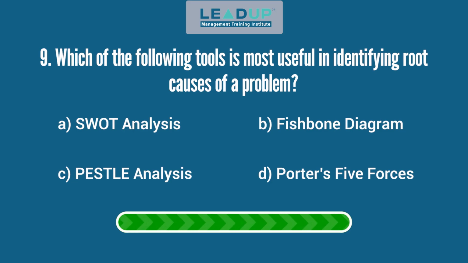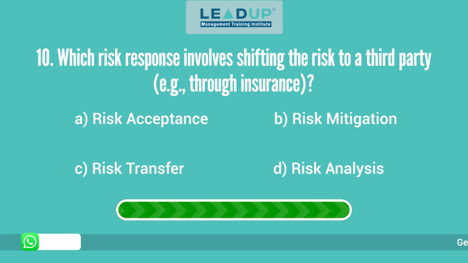Question 9. Which of the following tools is most useful in identifying root causes of a problem? A. SWOT analysis. B. Fishbone diagram. C. PESTLE analysis. And D. Porter's 5 forces. Answer: Fishbone diagram.